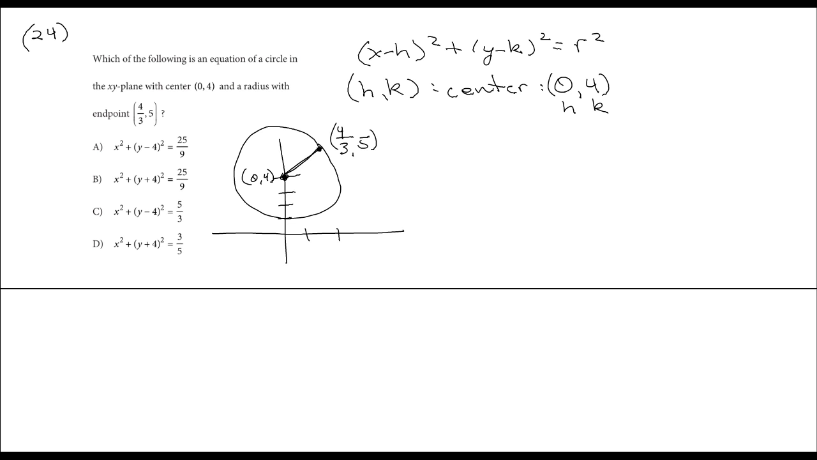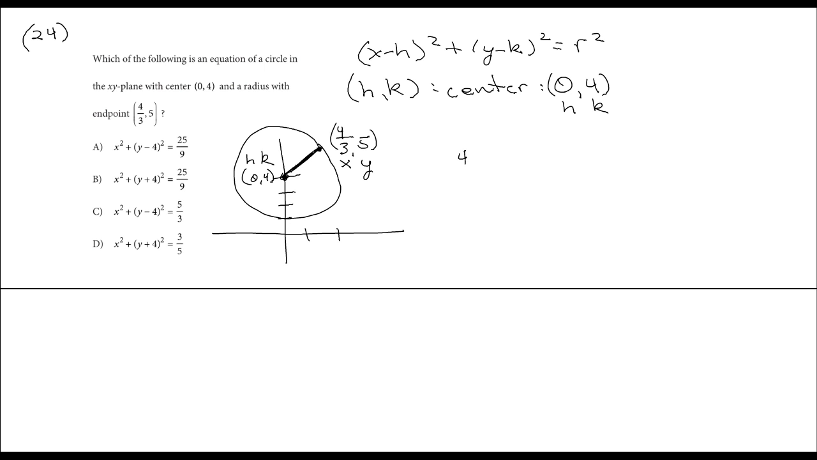So to get the radius, if this is h and this is k for (0, 4), and then (4/3, 5) is some random point on the circle, I can let that be x, y. So I know my h, I know my k, I know my x, I know my y. If I throw all that into the general equation, I can find r, and then finish the problem.